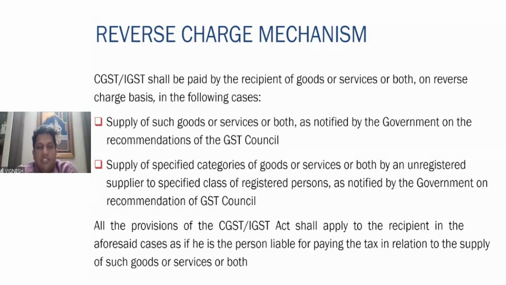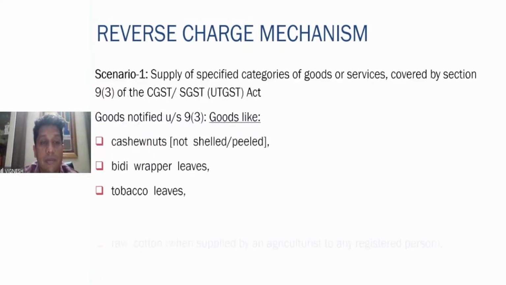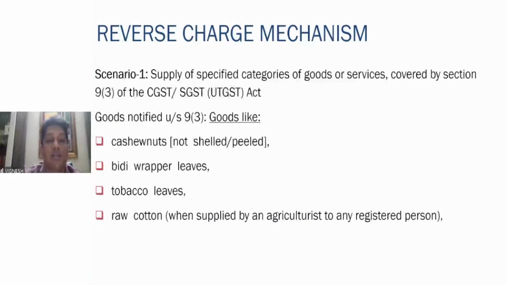Okay, and all the provisions will apply as if he is the person liable to pay the tax in relation to the supply of the goods or service. This is important. So as if he is the person, the provisions will apply with regard to the same. Now let us look at the first scenario.